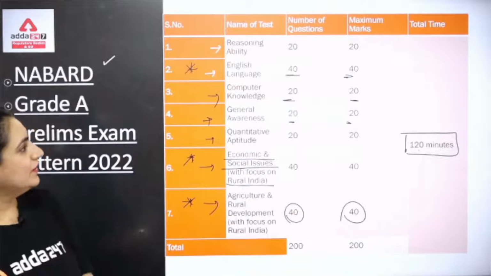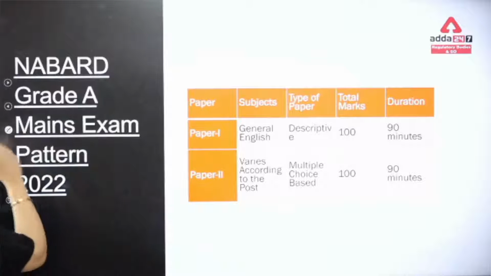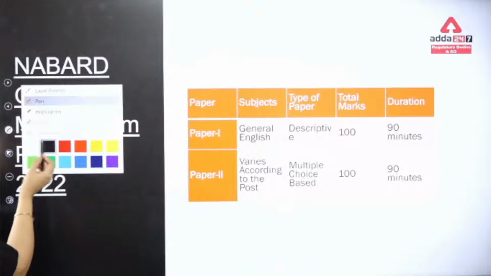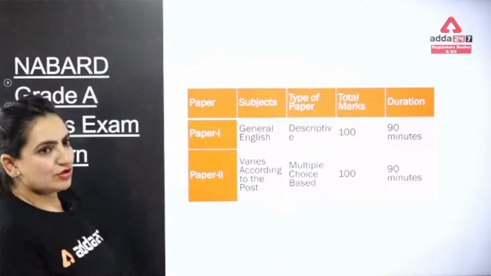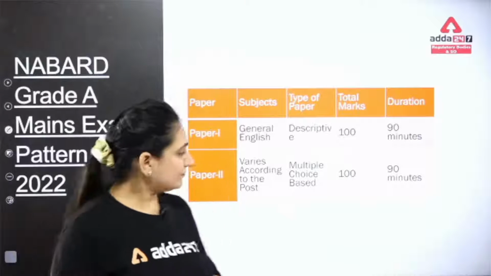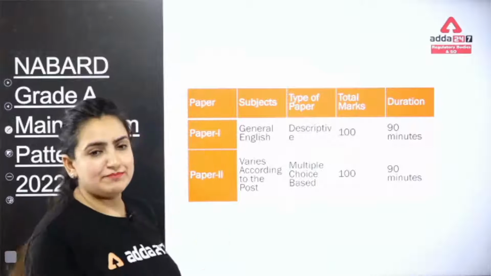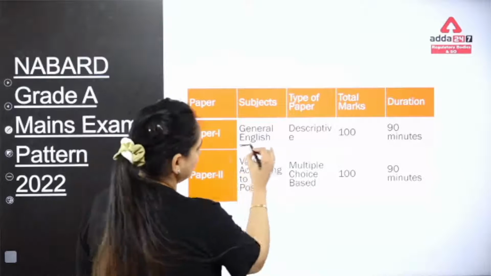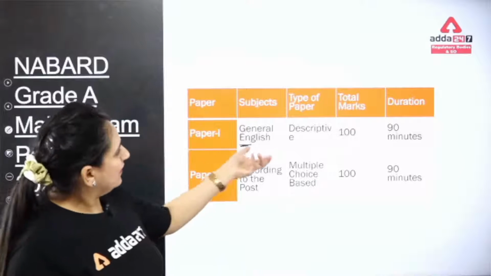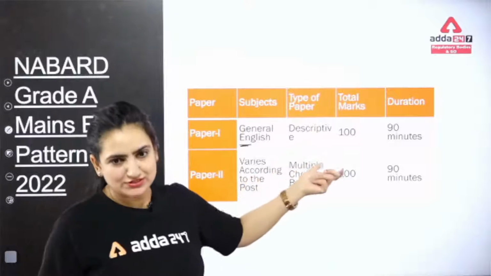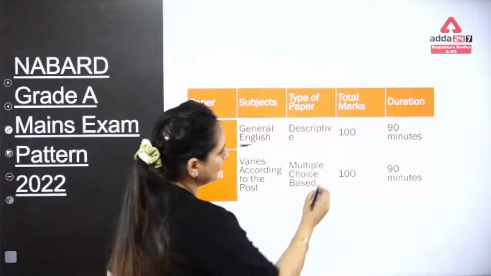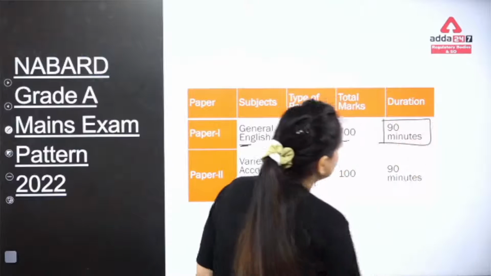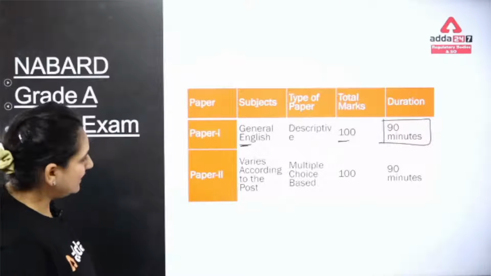So moving forward to the mains part, you can see here the mains examination pattern. If we talk about the mains pattern, we can see paper 1 and paper 2. Paper 1 takes up your general English, and the type of paper would be descriptive. Again, total marks of 100, and the duration would be 90 minutes. Then is paper 2.